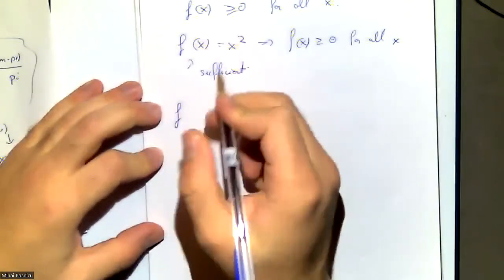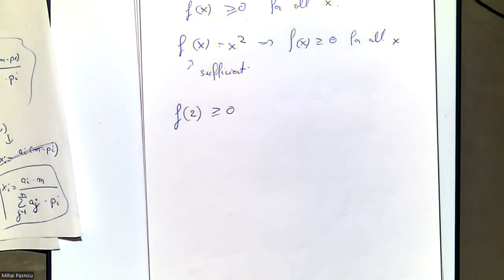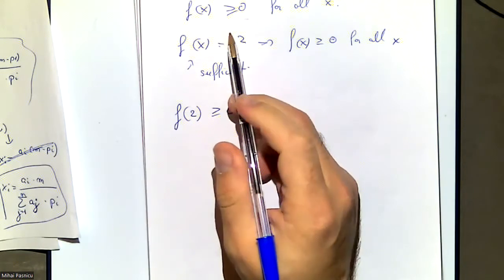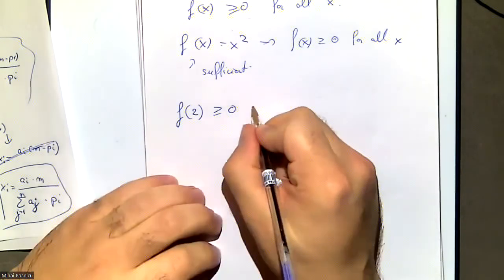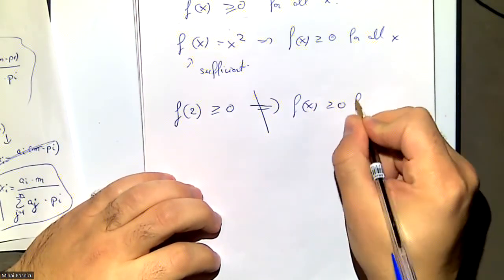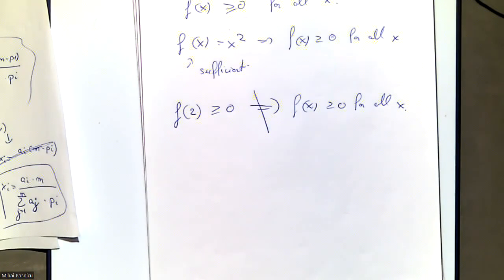If I want this to happen, then it means in particular f of 2 is greater or equal to 0. This is necessary to happen. If I want this function to be greater or equal to 0, f of 2 has to be greater or equal to 0. But this does not imply that f of x is greater or equal to 0 for all x. Does it make sense?